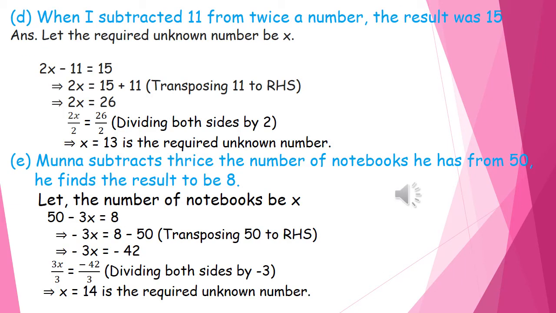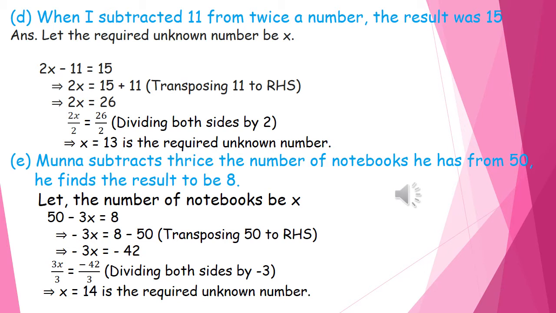Part D. When I subtracted 11 from twice a number, the result was 15. Let us consider the required number to be x. So twice a number will be 2x. When 11 is subtracted from it, 2x minus 11, that is equal to 15 according to the given question. We are transposing 11 to the right hand side after changing sign from minus to plus. So 2x is equal to 15 plus 11. 2x is equal to 26.